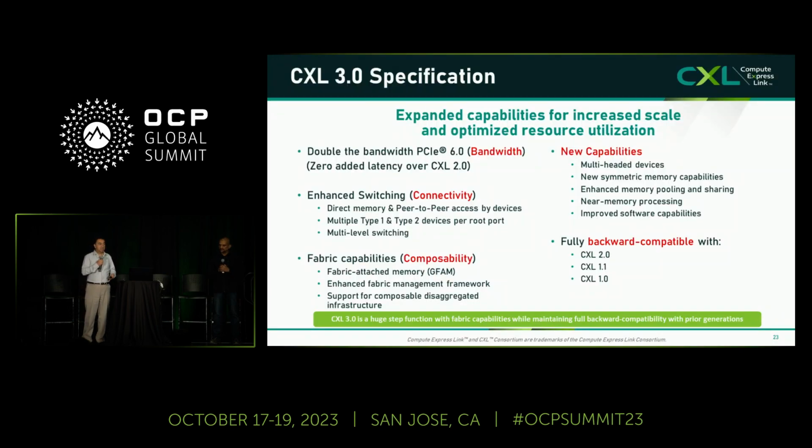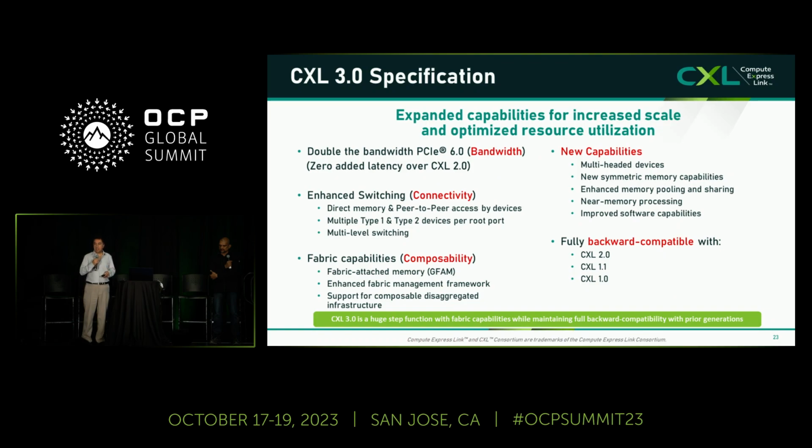So basically, CXL 3.0 then doubled the bandwidth through PCIe physical layer, provided better connectivity using multi-layer switching, and came up with a concept of fabric to create a composable system.